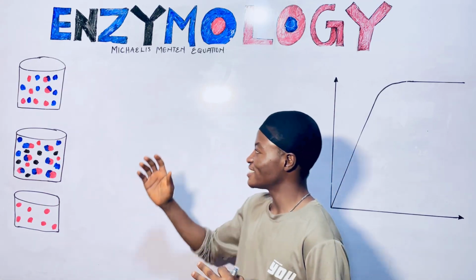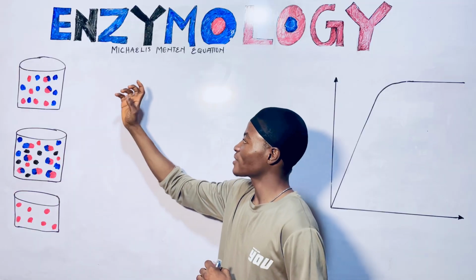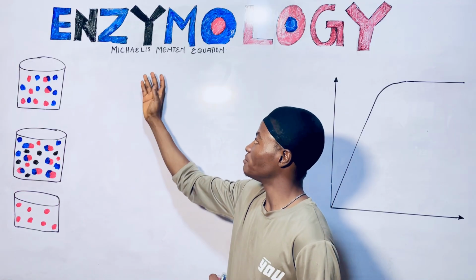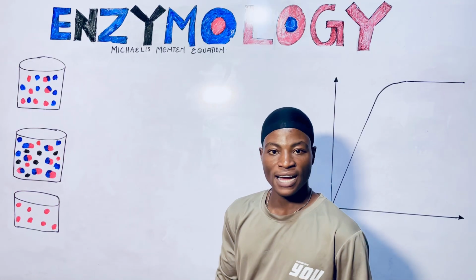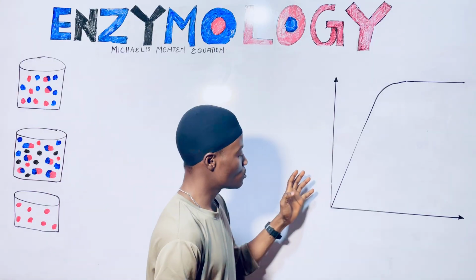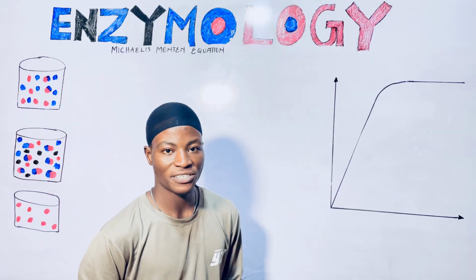Now, I'm going to use this diagram that you're seeing here to explain the assumptions that are actually involved in the derivation of the Michaelis-Menten equation. And this one that you're seeing here, I'm going to use to explain the behavior of an enzyme-catalyzed reaction.